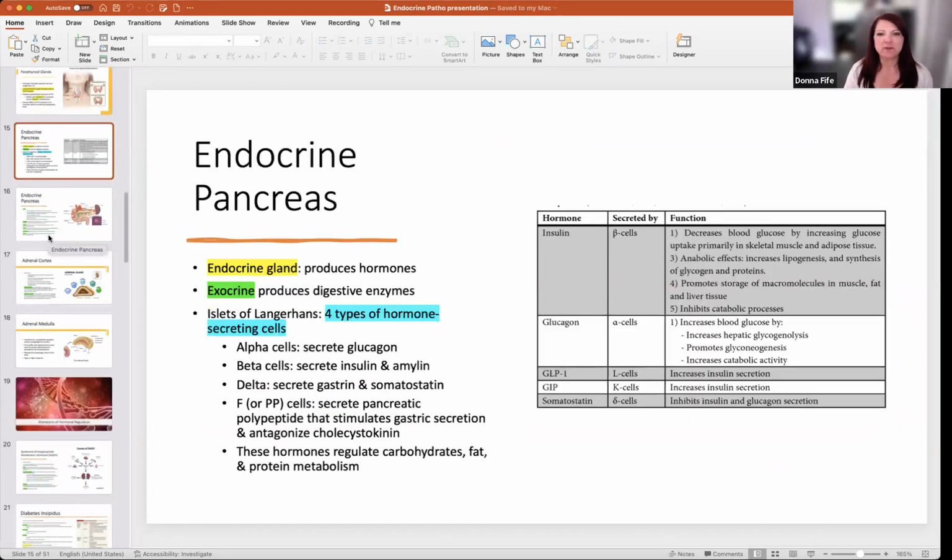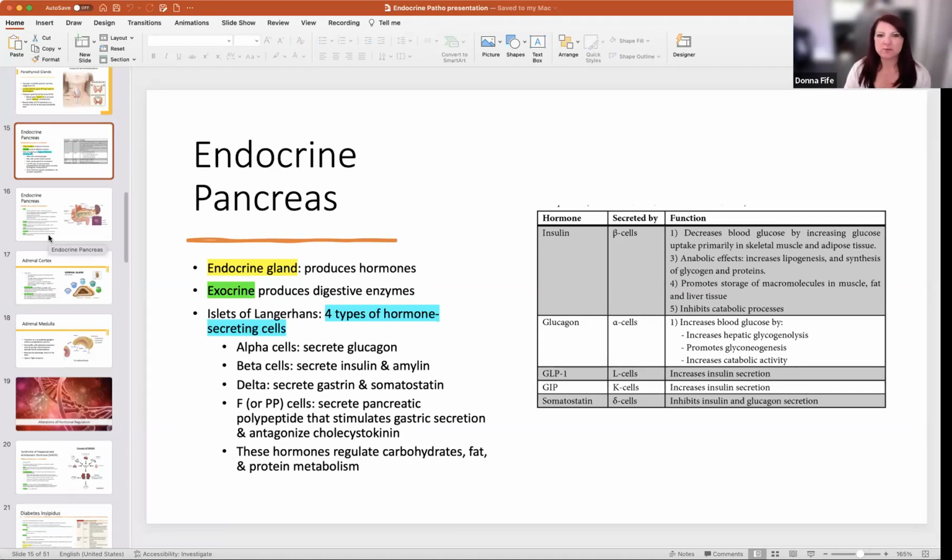Now, the pancreas, we have the endocrine functions of the pancreas. The endocrine gland produces hormones, and the exocrine produces digestive enzymes. We have the islets of Langerhans. There are 4 types of hormone secreting cells here.